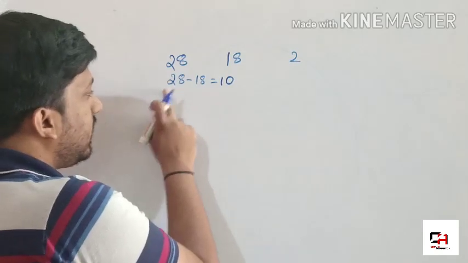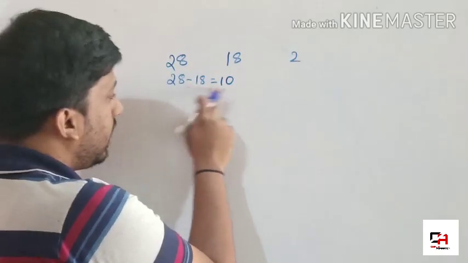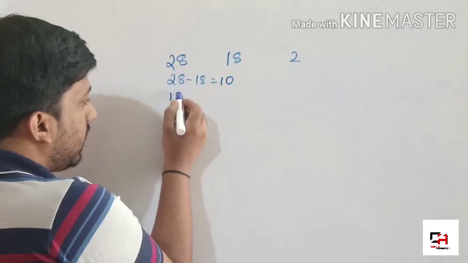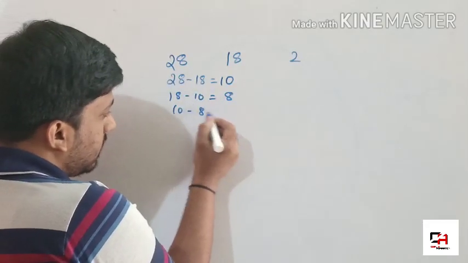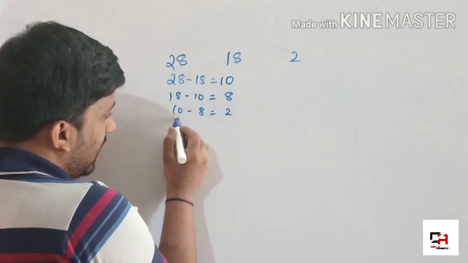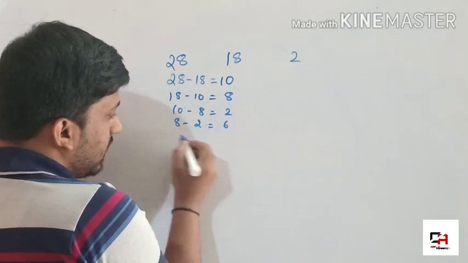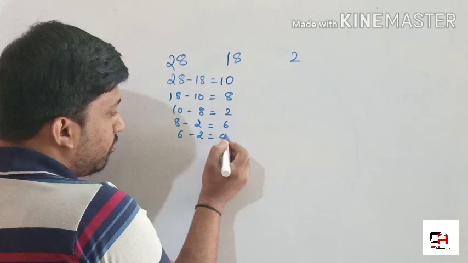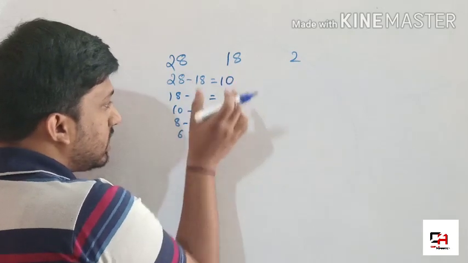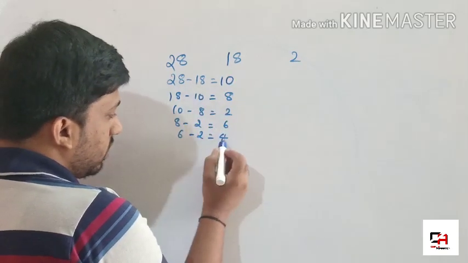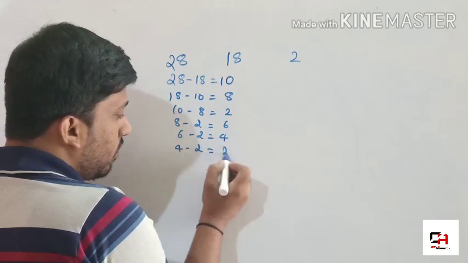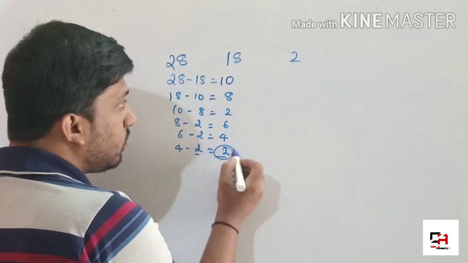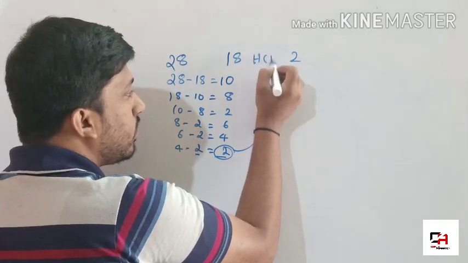If we subtract 28 minus 18, we get 10. Again, among these numbers, I take 18 minus 10, again 8. Again 10 minus 8, it is 2. Again 8 minus 2, it is 6. Again 6 minus 2, it is 4. I consider these two numbers, and from the greater I subtract. So again 4 minus 2 is 2. Whenever I get the same number here, that will be the HCF, as we saw in the activity.